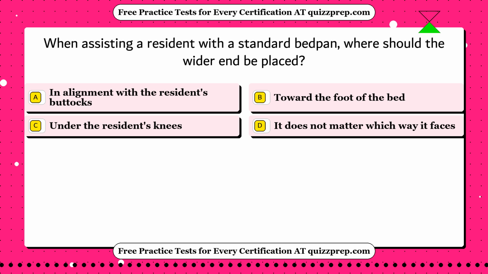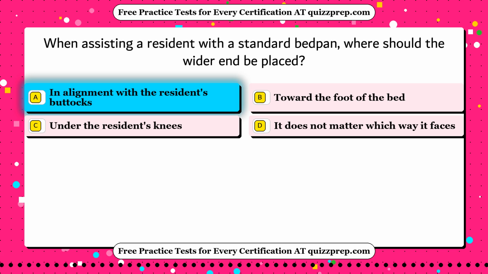Question 53. When assisting a resident with a standard bedpan, where should the wider end be placed? Option A. In alignment with the resident's buttocks. Option B. Toward the foot of the bed. Option C. Under the resident's knees. Option D. It does not matter which way it faces.